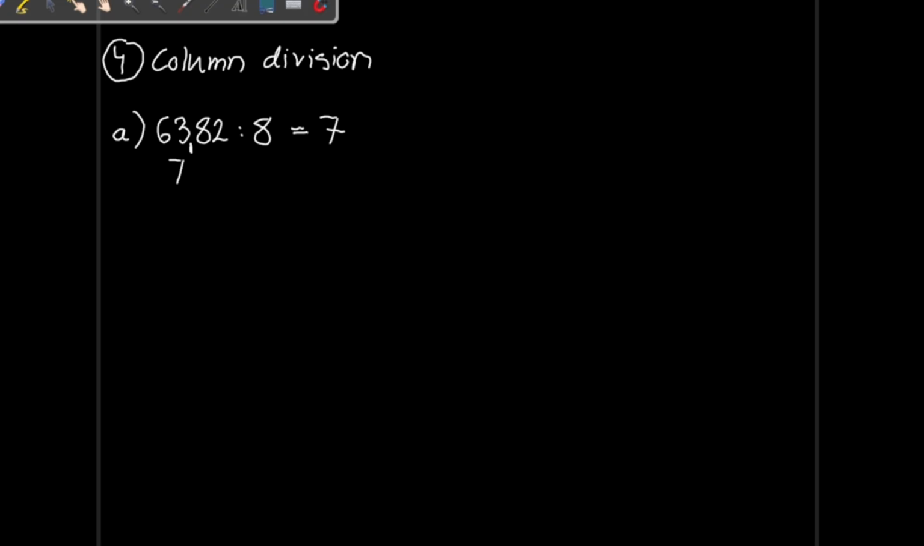Now, why is that true? 7 times 8 is 56, plus 7 is 63. And there's one more rule. Whatever remains must be smaller than the divisor, in this case, number 8. For example, if the remaining part would be 8, then the quotient here would not be 7, but 8, and the remaining would be 0 in that case, since we can divide 8 by 8.